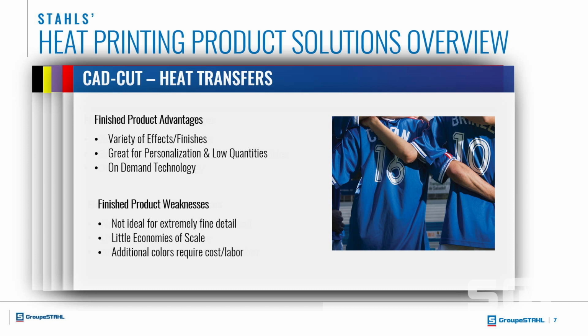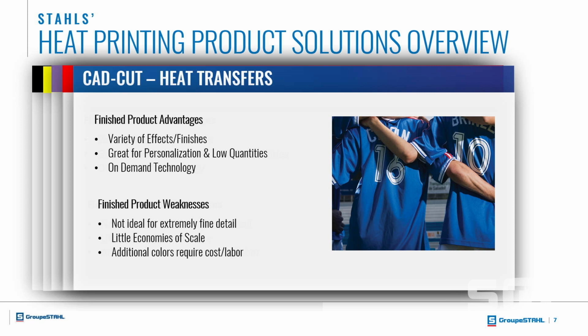Some of the weaknesses of this product: it's not ideal for extremely fine detail. I know some of you do a heck of a lot of detail on products and you're putting in the time to weed it, so that's another way to stand out. But most businesses don't prefer to spend that much time weeding, so we caution against going too fine on the detail. And there are little economies of scale, meaning if I do 1 or 1 million, it's going to be pretty darn close to the same cost to produce. As you get into 48 pieces or 36 pieces, it becomes more cost effective to move to our next category, which is the screen printed transfer.